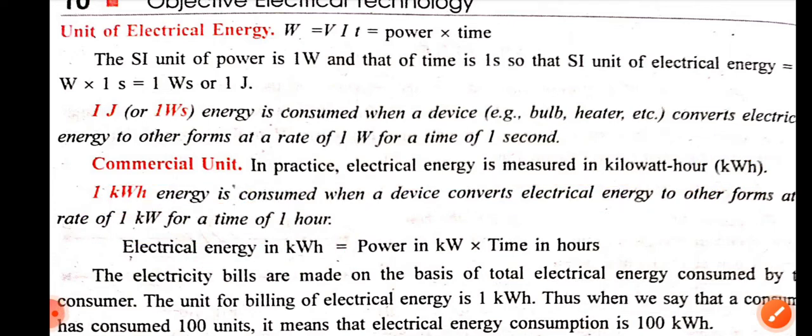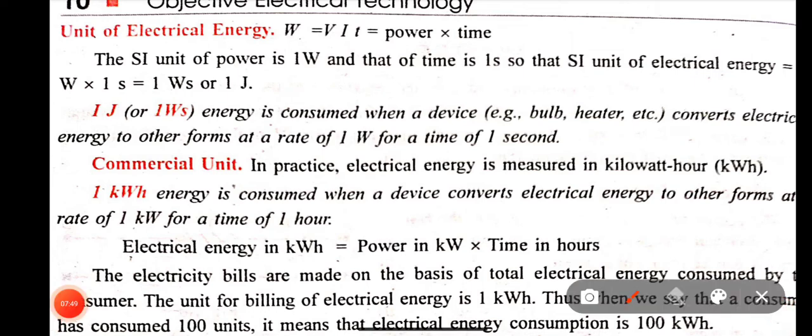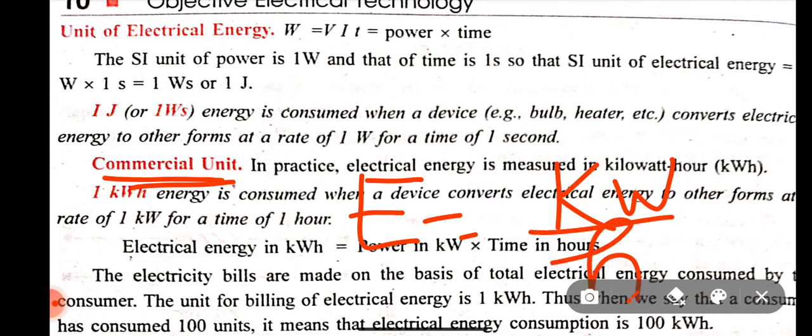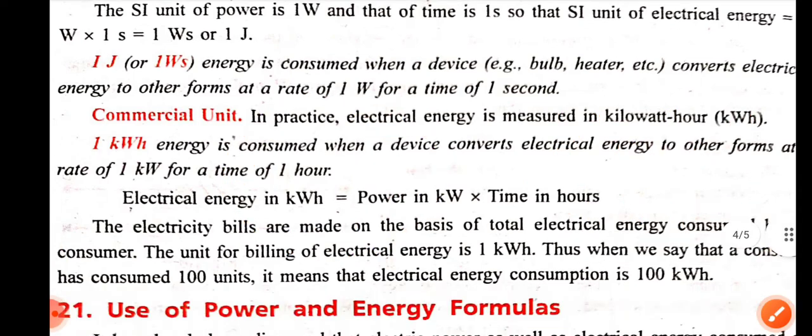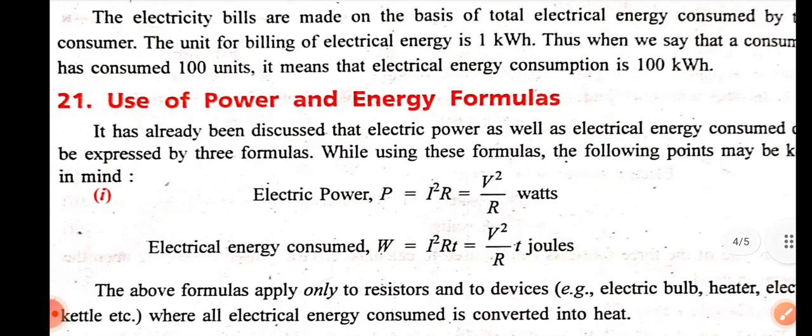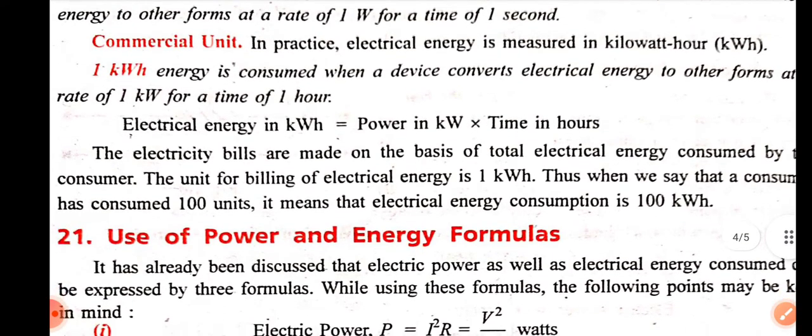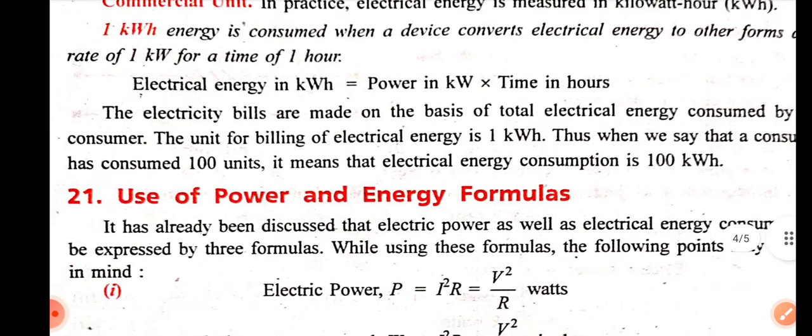So what is the meaning of this? Commercial unit means kilowatt hour, right? So if any equipment consumes 1 kilowatt for 1 hour, then it is known as a commercial unit, right? 1 kilowatt hour. So this is how we can know about the commercial unit and what is 1 kilowatt.